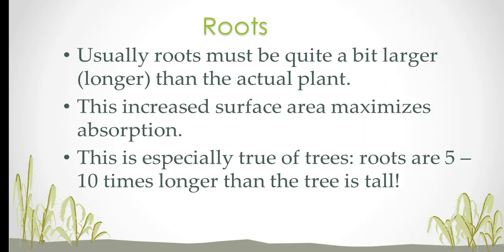Usually roots must be quite a bit larger or longer than the actual plant. And you know how that fibrous root, if you added all those together, that would be a very large root system right there. So we do this to increase the surface area. It maximizes the absorption of water. We know how important water is in the photosynthesis equation. And so it's important for the plants to get the water. This is especially true of trees.